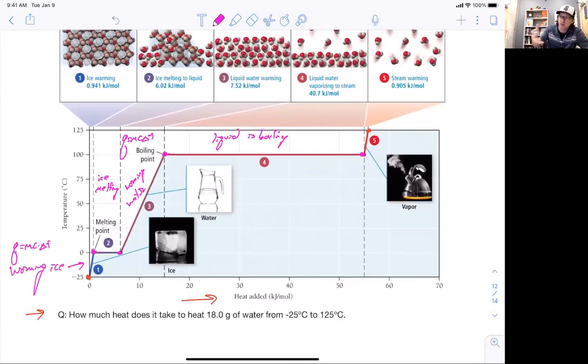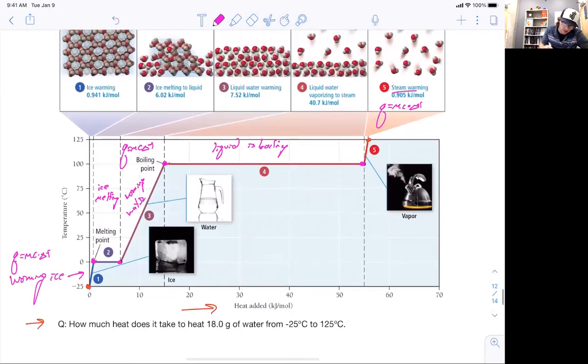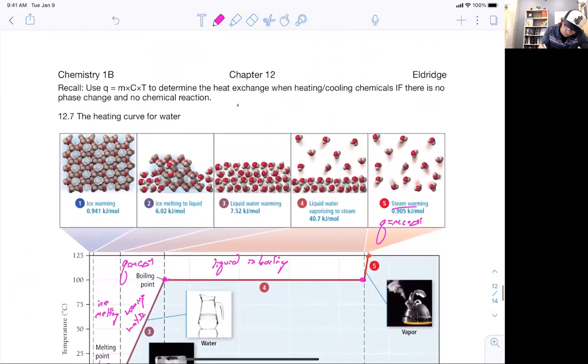Now you have matter in a different phase, and it's starting to warm again. So this is steam warming, and this is going to be another Q equals MC delta T. And so that's the first bullet point, or star thing, I wanted us to notice here, which is that solids, liquids, and gases have different specific heat capacities.